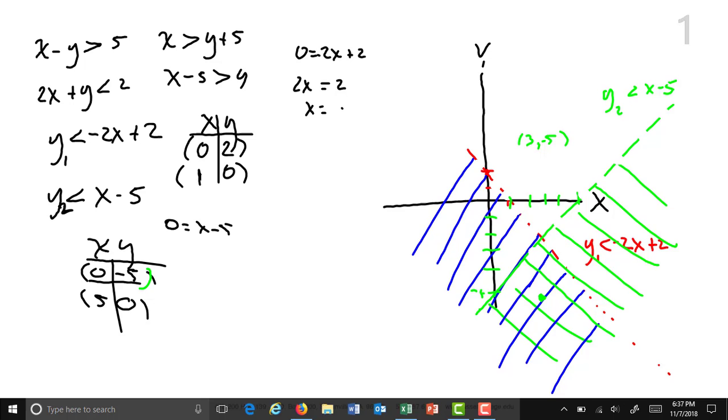Let's pick one that's outside. Let's try 3, 4. I'm pretty sure that's outside our set. It should be a violation of this. So if I take 3, 3 minus 4 is minus 1, right? Which is not greater than 5.